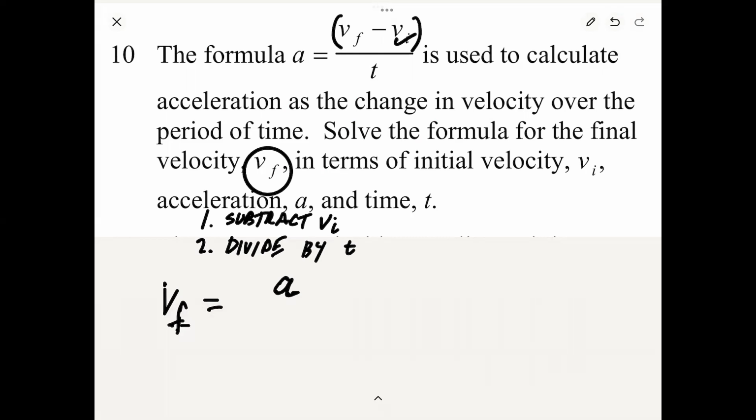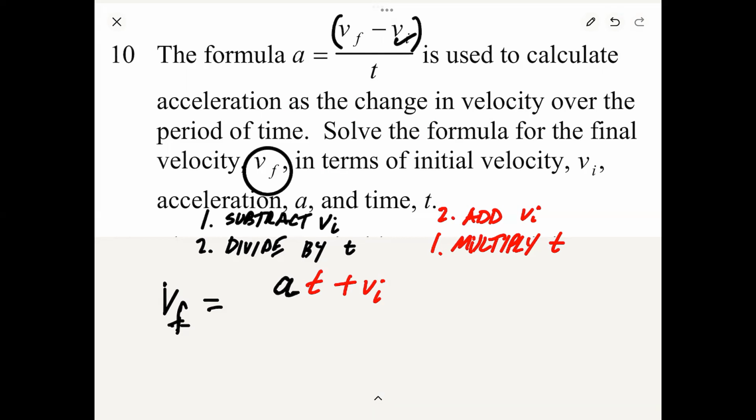Now we're going to do the inverse. So the inverse of dividing by T is multiply by T, and the inverse of subtracting V sub I is adding V sub I. And we're going to reverse the order. So this is going to happen first, and this is going to happen second. So we multiply by T, so that's A times T, and then we add V sub I. And we are done. That is how you get V sub F by itself. There's nothing else to do there.